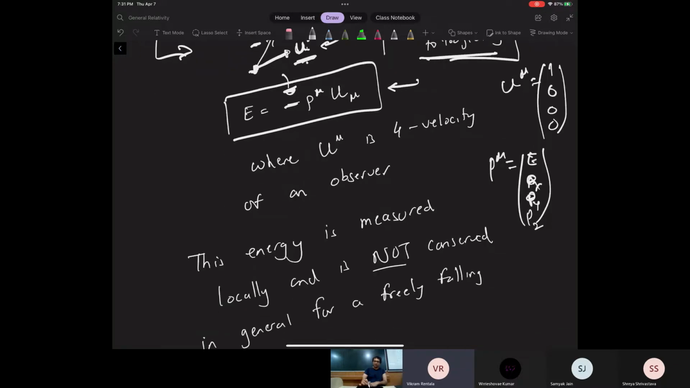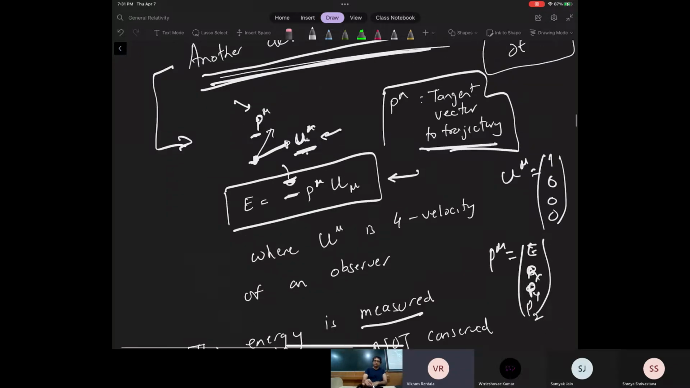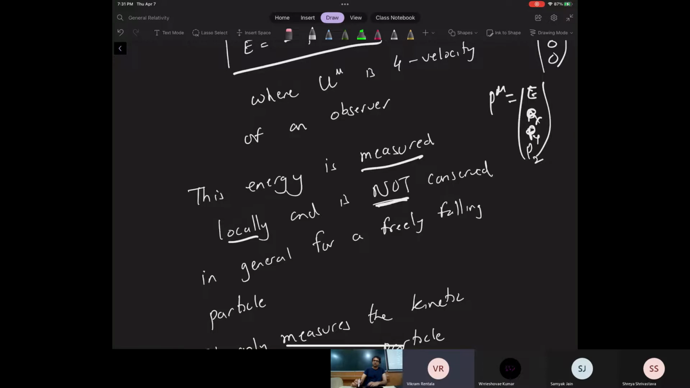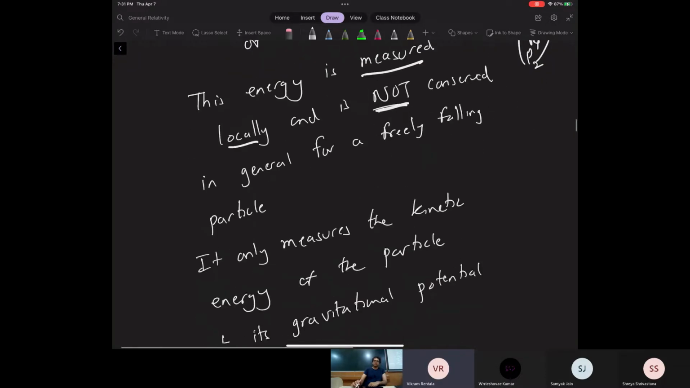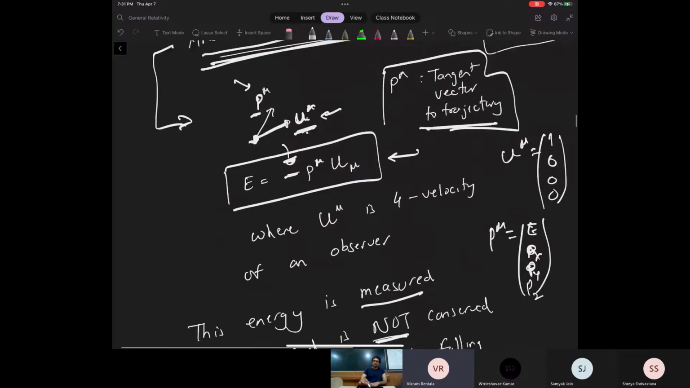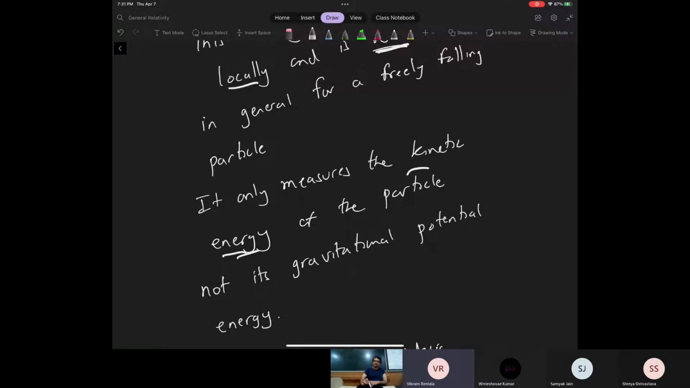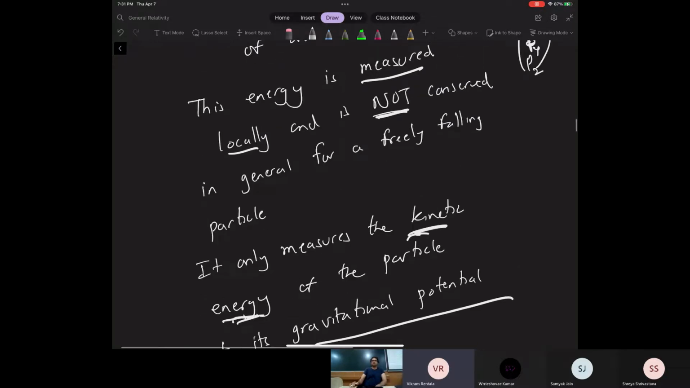Now, one thing about this energy is that it's measured locally, so you have to be present at the same spacetime point to measure it. The second point is that this is not conserved in general relativity for a free-falling particle, because this only measures the kinetic energy. This p^μ is a tangent vector describing the velocity, so it's not measuring the gravitational potential energy. If a particle is in free fall, its gravitational potential energy will change, and its kinetic energy will also change. The total energy will be conserved if there's a global time-like Killing vector, but this kinetic energy will almost certainly not be conserved.